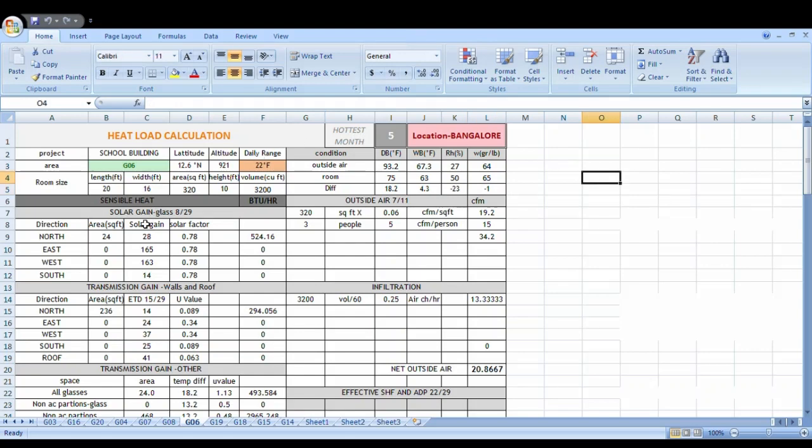Now I will do solar gain to glass. Our window is exposed to sunlight in the north direction, so north, and area of the window is 6 by 4, it is 24 square feet. Now I will show how we get this value, solar gain 28, from the design data book.